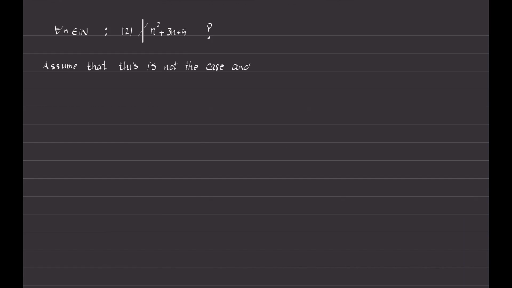And there is an integer. By the way, here the problem wants us to do it for integers, so if you don't mind, let me just change it to Z. So there is an integer n such that 121 divides n squared plus 3n plus 5. Then we want to reach a contradiction if this is the case.